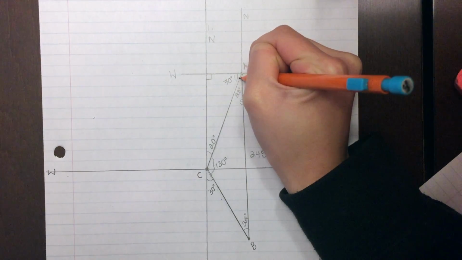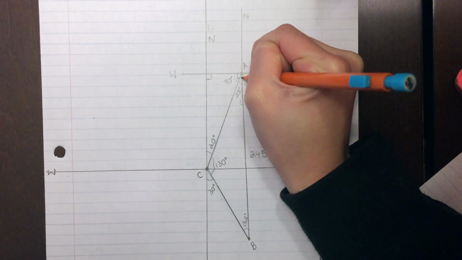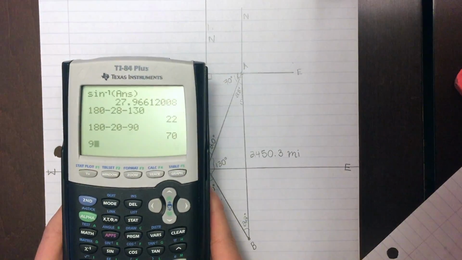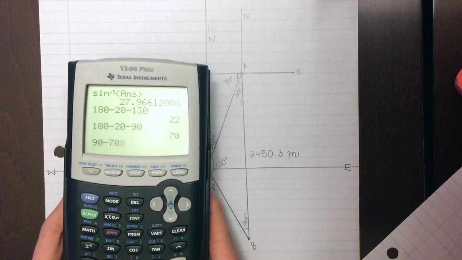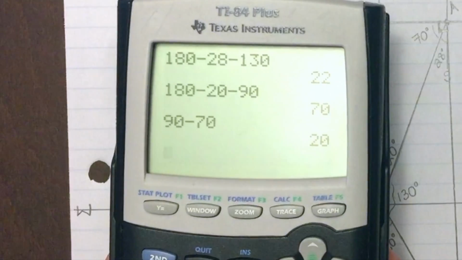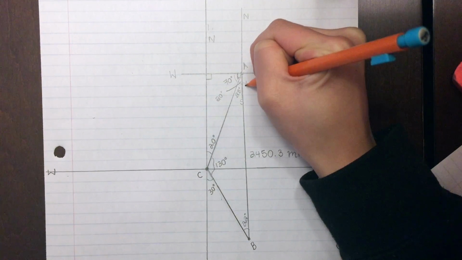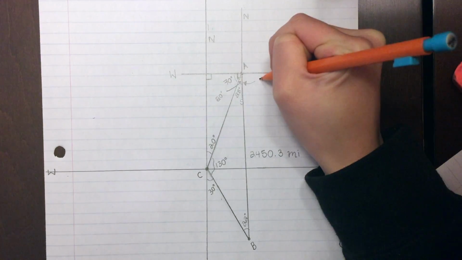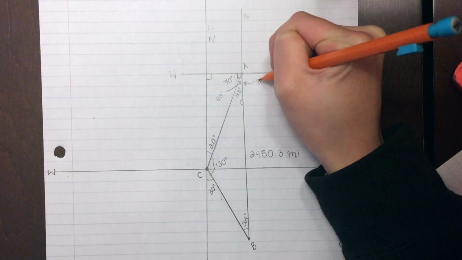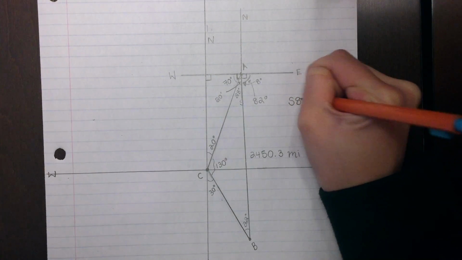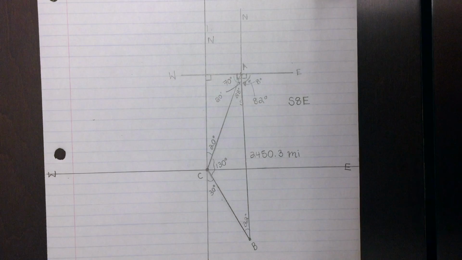Since we know that this angle is 90 as well, we can find this portion of this angle. 90 minus 70 equals 20, and the other portion will be angle A minus 20. Angle A is 28 degrees, which will be 28 minus 20, which equals 8. So the bearing from A to B will be south 8 degrees east, and the distance is about 2,450.3 miles.